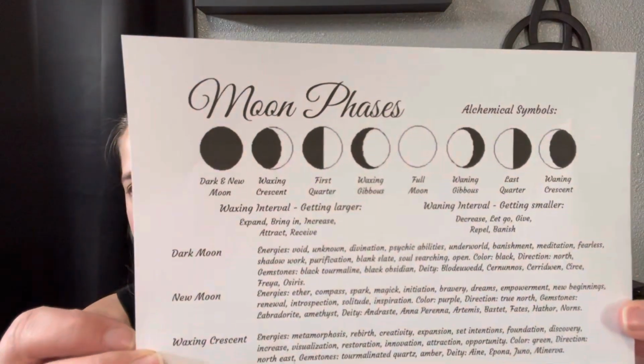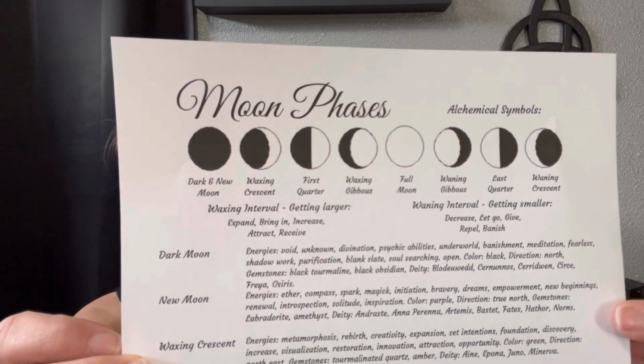And then for the waning interval, while the moon is getting smaller after the full moon, moving then towards the dark moon again, you are decrease, let go, give, repel, and banish. So if you do decide to work with moon phases in a very simplified manner, you could just work with the waxing and waning intervals if you decide. Some people also choose just to work with the full moon or the dark moon. So it's really up to you, your practice.